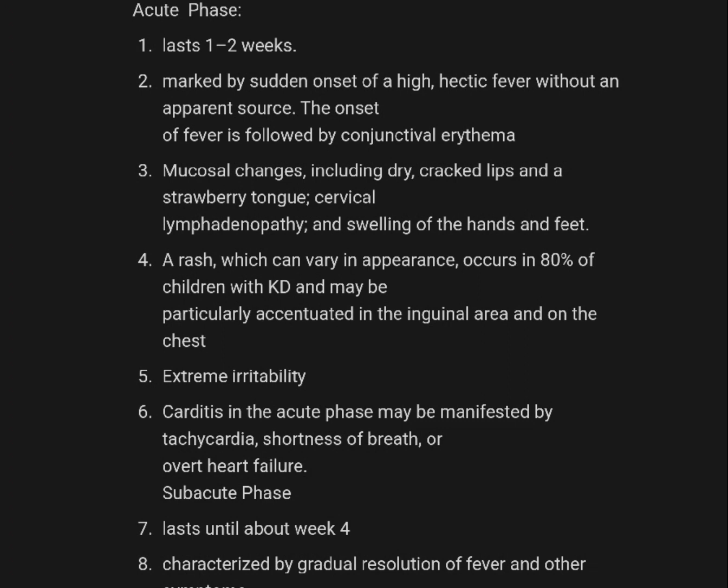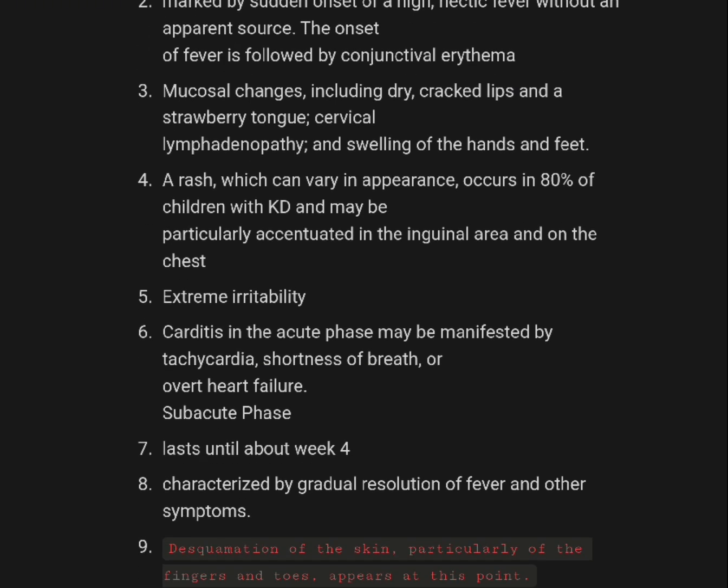The onset of fever is followed by conjunctival erythema, mucosal changes including dry, cracked lips and strawberry tongue, cervical lymphadenopathy, and swelling of the hands and feet. A rash, which can vary in appearance, occurs in 80% of children with KD and may be particularly accentuated in the inguinal area and on the chest.